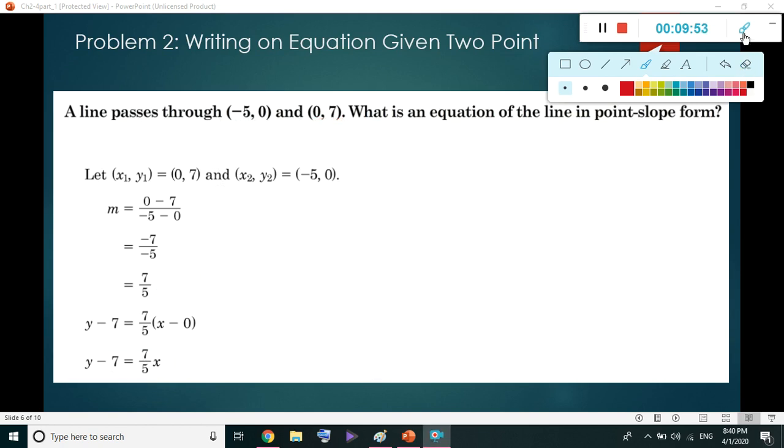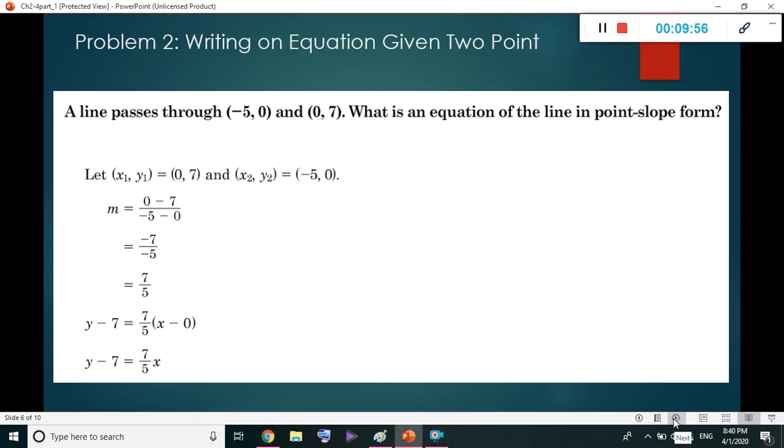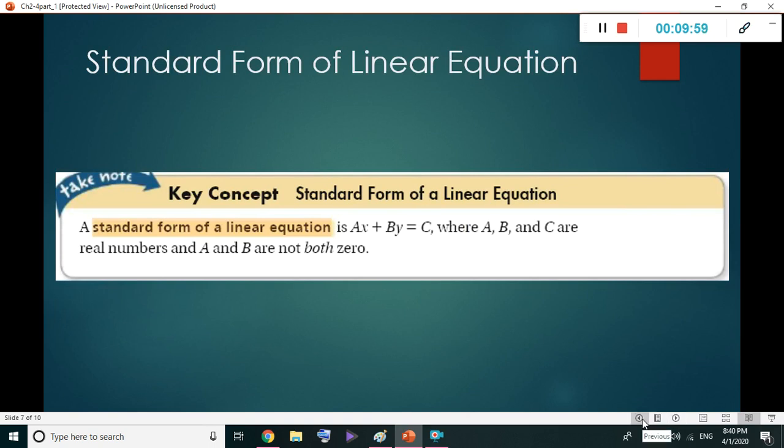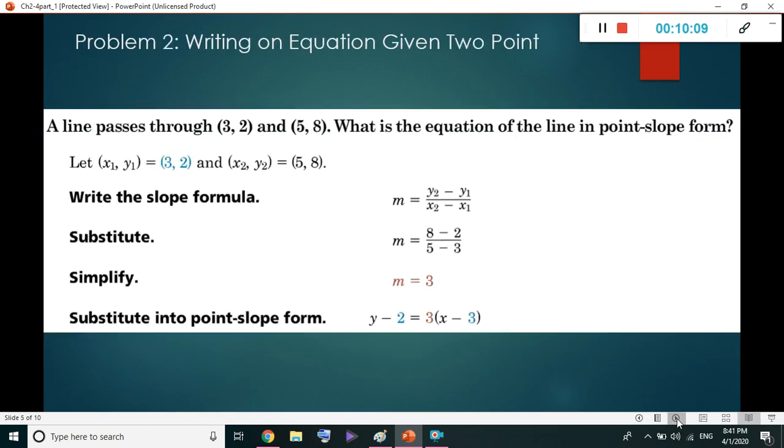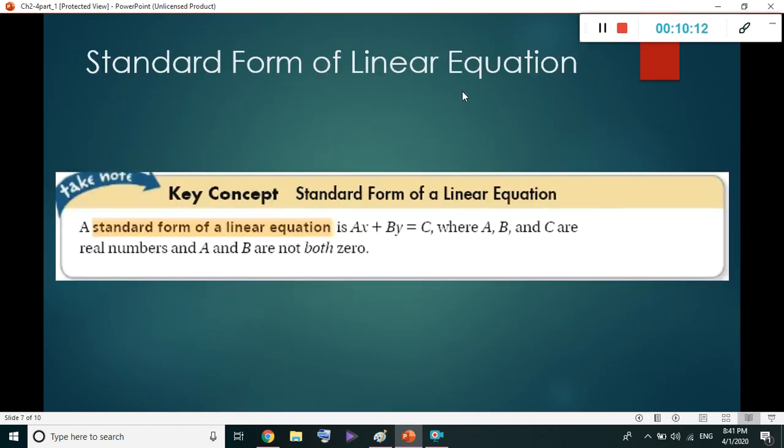Okay, let's go to the next problem. Oh no, we have another form here. We're done with the point slope form, which is y minus y1 equals m times x minus x1. And we have another form, which is the standard form of a linear equation. The standard form is ax plus by equals c, where a, b, and c are real numbers, and a and b are both non-zero. So again, whatever coefficient with x plus whatever coefficient with y equals c, the final answer.